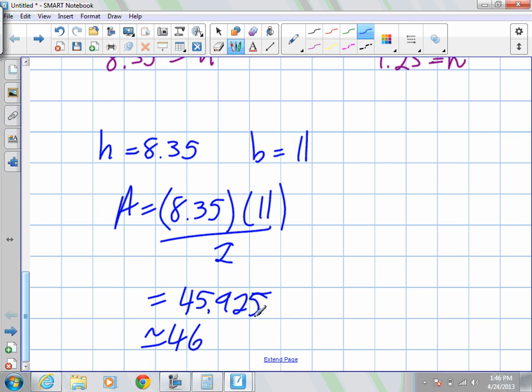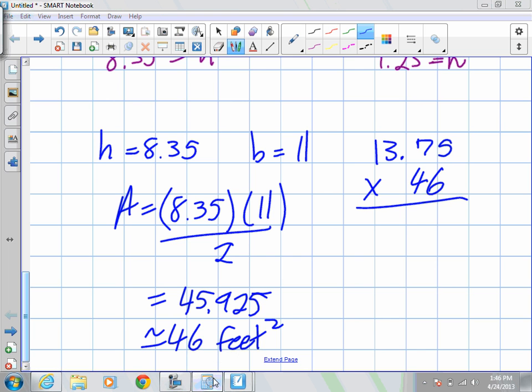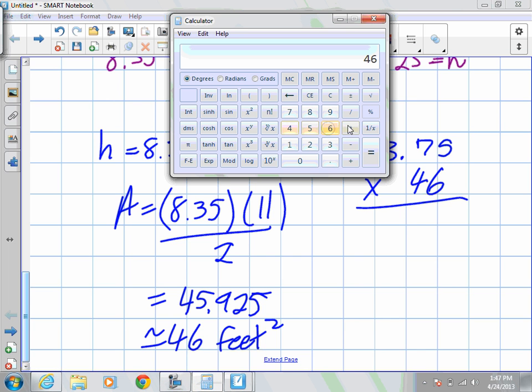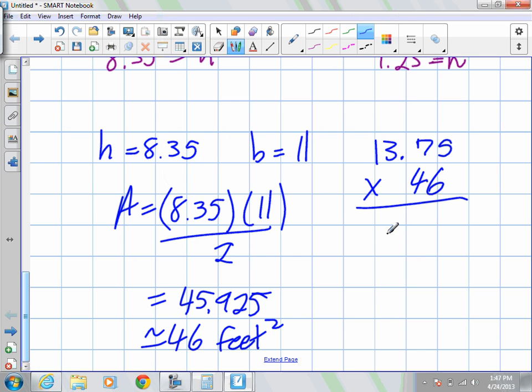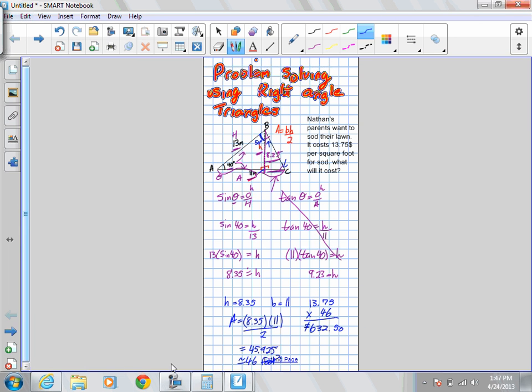But the question asks, what was the cost? If this is 46 feet squared, we have to multiply by the cost, which is 13.75, was it? Times our 46 square feet. So it's going to be 632.50. So it's going to cost them $632.50 just to sod their lawn. That is the whole lawn, because this area accounts for everything, including the triangle we don't have the measurements of.